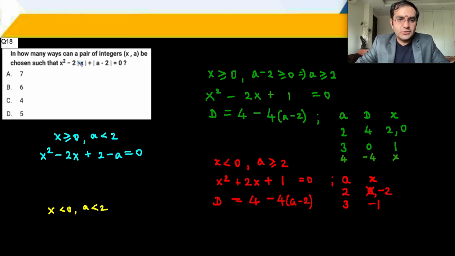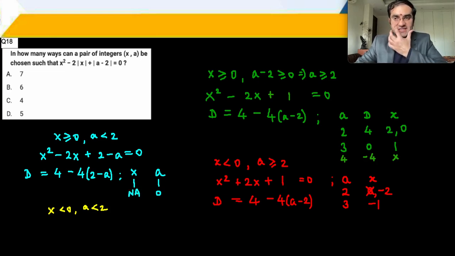When x is greater than or equal to 0, mod x becomes x, but if a is less than 2, then mod a minus 2 becomes 2 minus a. Write down the discriminant. Discriminant is done, and then let's try out values for a. A is supposed to be less than 2. Let's put a equal to 1. When you put a as 1, you'll get x square minus 2x plus 1 equal to 0, and discriminant is 0. So the value of x is 1. Both conditions are satisfied: a is less than 2 and x is greater than or equal to 0. But if you try another solution, a equal to 0, then your discriminant becomes negative. So therefore x will not exist.